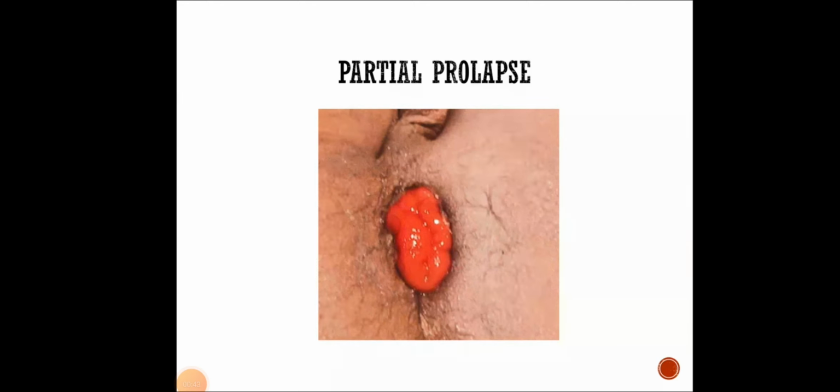And the length of the partial prolapse will not be more than 3.75 centimeter. And when we palpate the prolapsed mass, that is with keeping one finger inside and the thumb outside the mass, we can understand that it is composed of two layers of mucous membrane. So that is the partial prolapse.